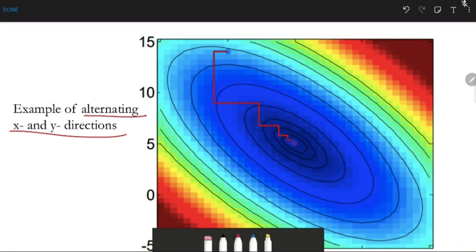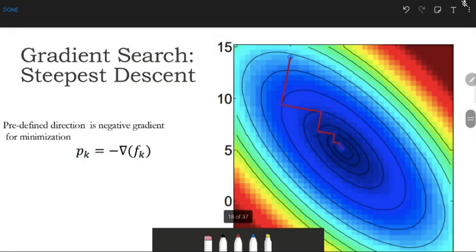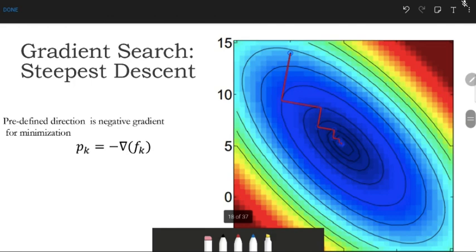Is y decreasing? If yes, in which direction? Go there. Is x decreasing? If yes, which direction? Go there, and so on and so forth. That was the first method. The second method is gradient search. My direction is directly the negative of the gradient. The negative of the gradient will give me the direction of maximum decrement. The gradient gives you the direction of maximum change, specifically maximum increment. Now instead of increment, you'll have decrement. It's a minimization problem, so we are good to go.